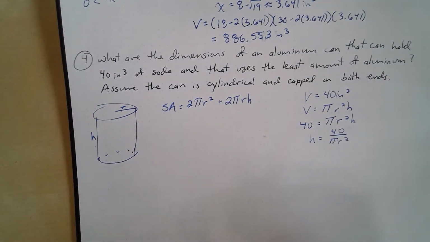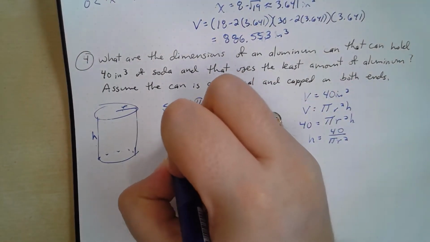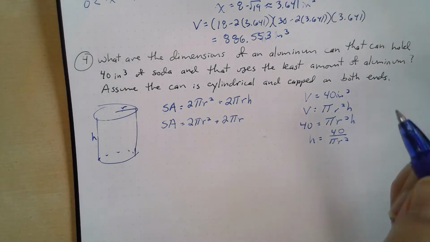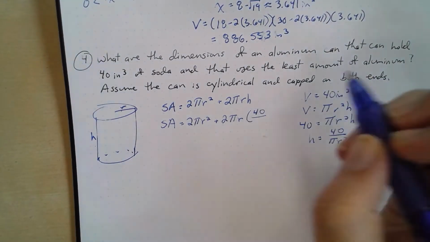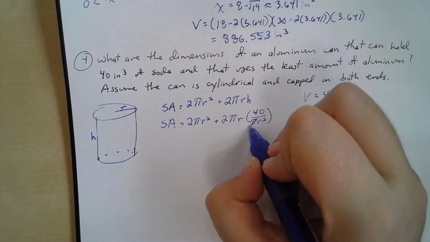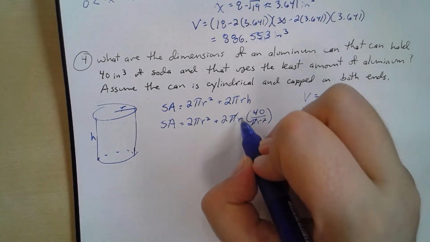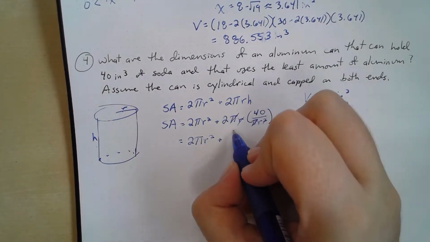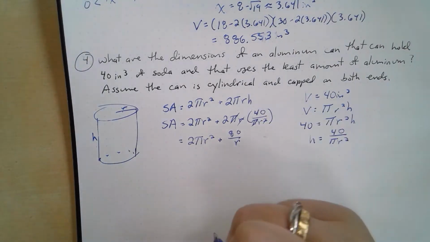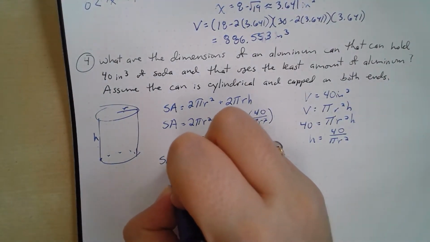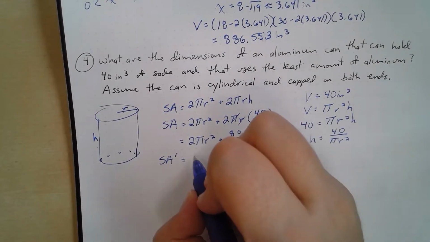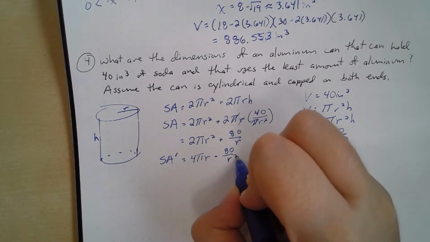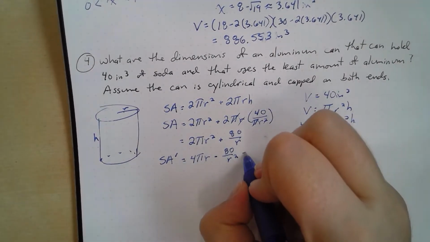All right, now that I have that information, I can rewrite my surface area, which is equal to 2 pi r squared plus 2 pi r times 40 over pi r squared. And I can cancel out a pi and cancel out one r. So our surface area is equal to 2 pi r squared plus 80 over r. Now I can find the derivative, which is equal to 4 pi r minus 80 over r squared. All right, set this equal to 0.